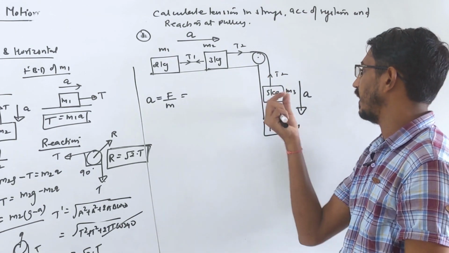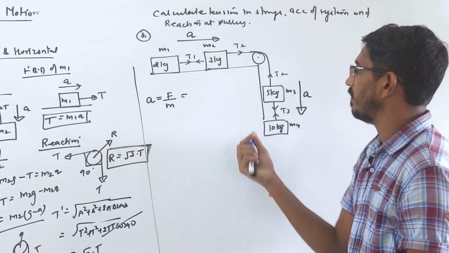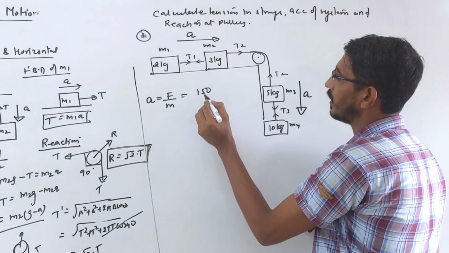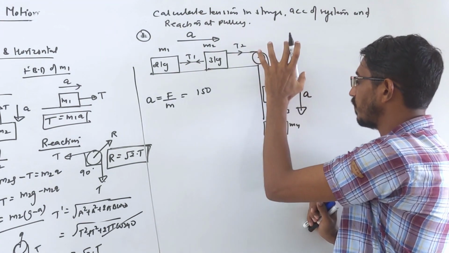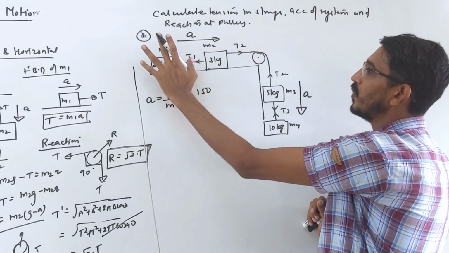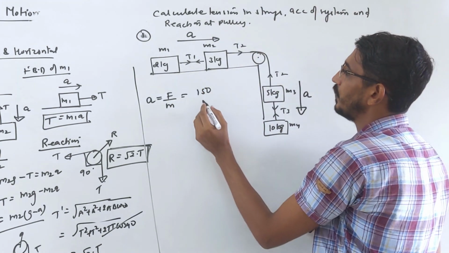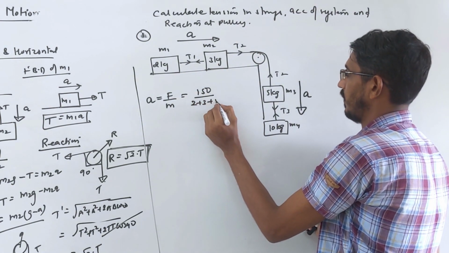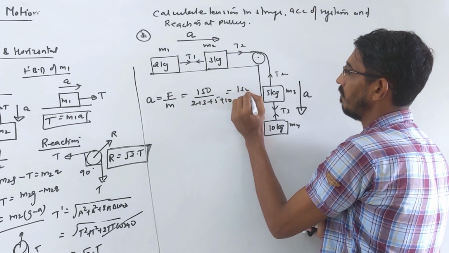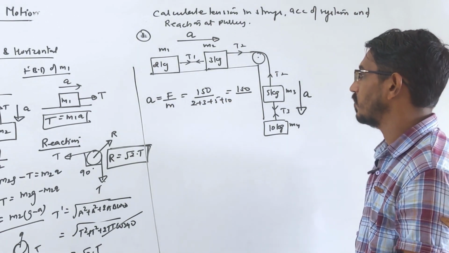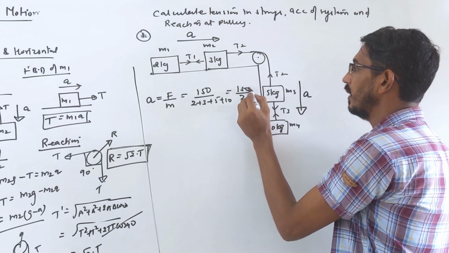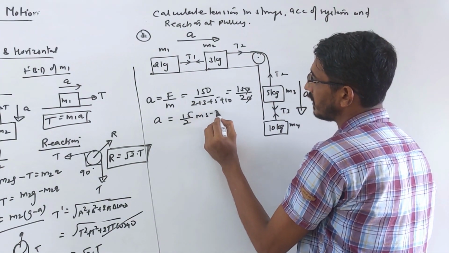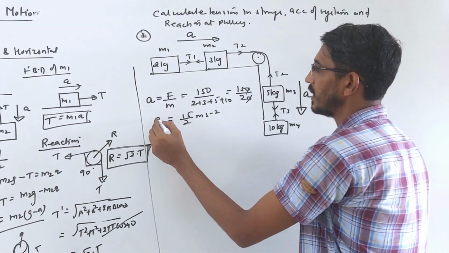Should I write M1, M2? That's a waste of time. So 5 plus 10 kg, 15. 15 kg means 150 Newton. That force is making the system move downward. There is no opposing force because these are moving horizontally, no friction there. Divided by total mass 2 plus 3 plus 5 plus 10, which is 20. So 150 by 20 comes to 15 by 2. So the acceleration is 15 by 2 meter per second square. This is the acceleration of the system.